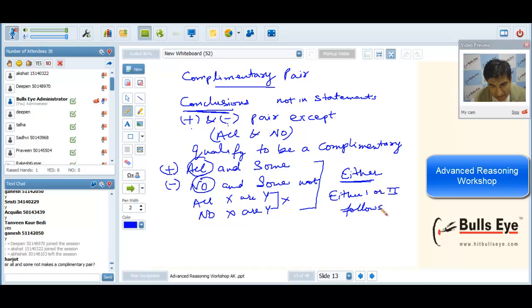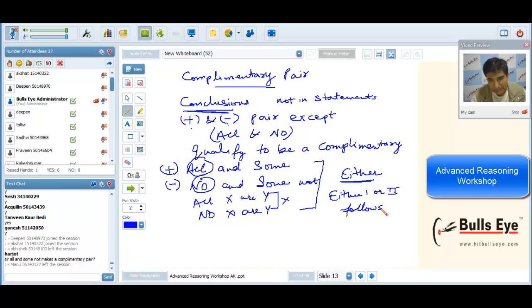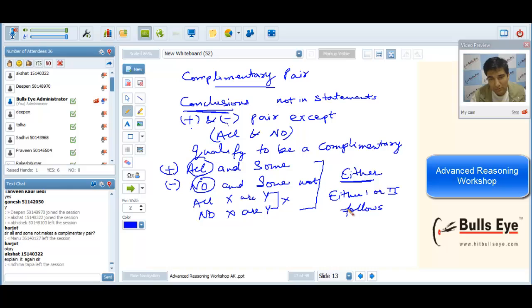All and some not makes a complementary pair. I said except all and no, all positive negative will make a complementary pair. Now, when the complementary pair exists in the conclusions, we mark it as an either choice, which was the third choice in your questions: if either conclusion 1 or 2 follows.